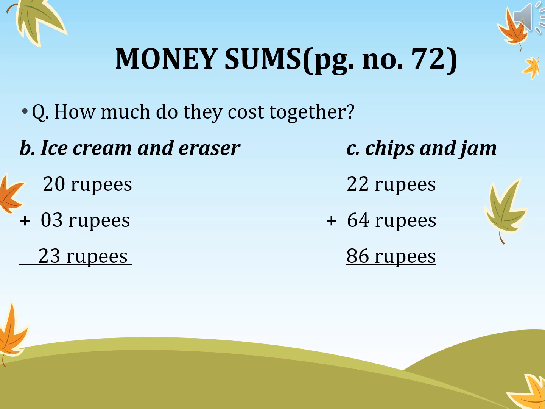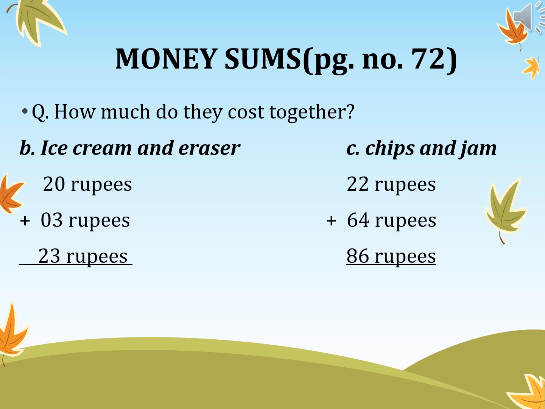Now we have questions like ice cream and eraser. So we have to add the price of ice cream and eraser. We will search for ice cream. Ice cream is of 20 rupees. So we have written 20 rupees plus eraser. Find out the price for eraser. 3 rupees plus 3 rupees. We will add them both and which will come out as 23 rupees.